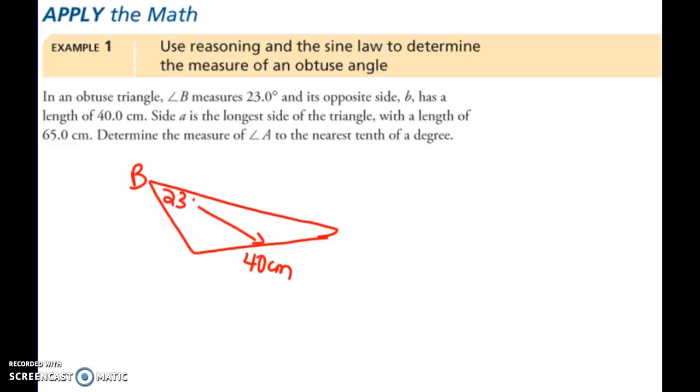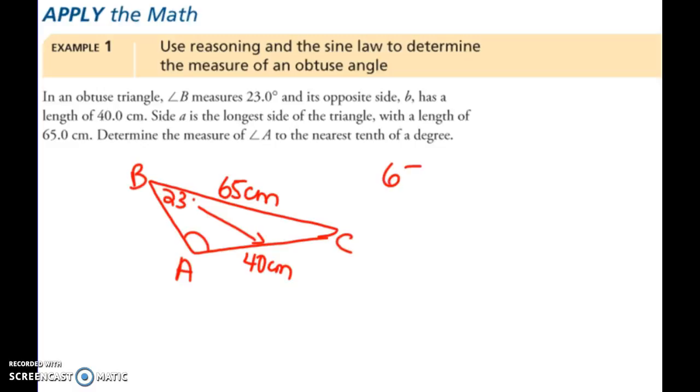Side a is the longest side of the triangle with a length of 65 centimeters. So this is the longest side of the triangle. And we want to find the measure of angle A. So we should be able to do sine law.